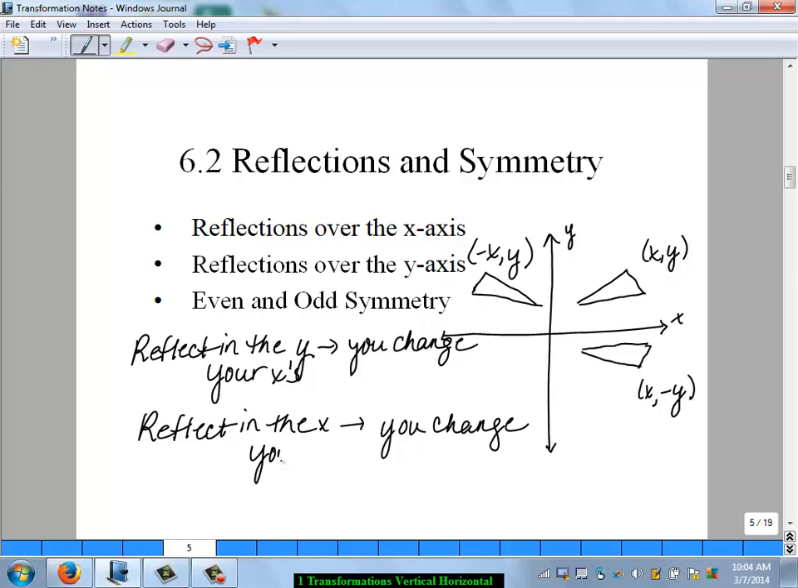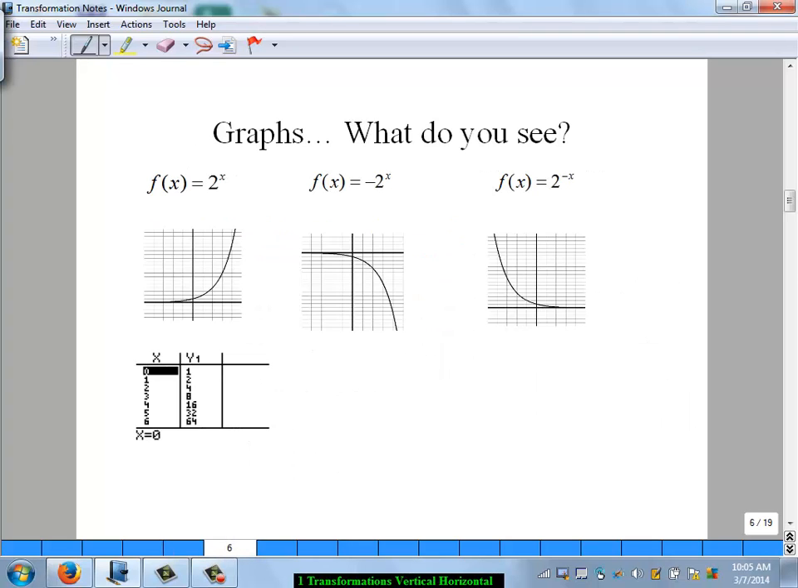So I usually get going in a little sing-songy voice. When you reflect it in the y, you change the x. Reflect it in the x, you change the y. Reflect it in the y, you change your x's. Reflect in the x's, you change your y's. So it makes sense when you see it, but it's a quick way to look at how it's going to be. Okay? Let's look at some reflections then, all right?